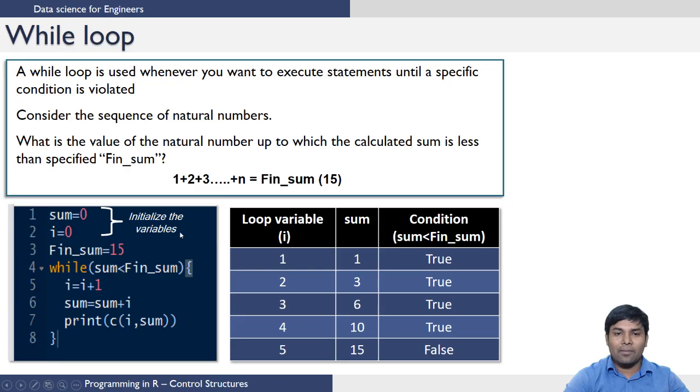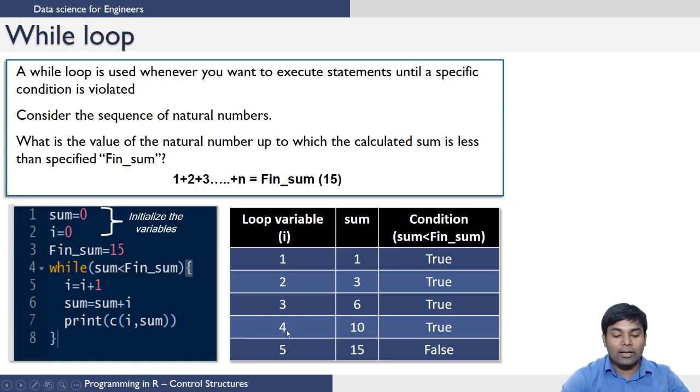I am initializing the sum as 0 and the initial variable i is equal to 0, and I want the final sum to be 15. This is how I write a while loop. While sum is less than final sum, I want to increment the i value by 1 and then reassign it to the value i, and I also want to increase the sum by the iter value and then reassign it to sum, and then finally print the iteration value and the sum. These commands get executed until the loop variable has a value 4.